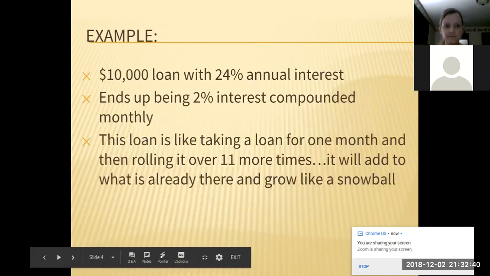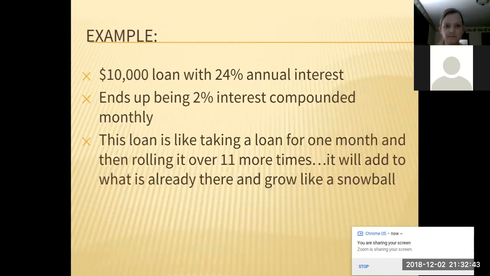Okay, example number one. Let's say you take out a loan for $10,000 for 1 year with 24% compound interest. This means you will have 2% interest per month that will be compounded. This loan is like taking a loan for 1 month and then rolling it over every month for 11 more months, and it will grow like a snowball.